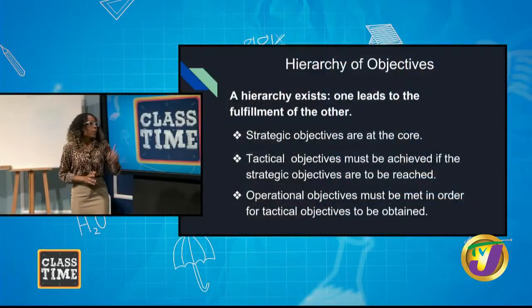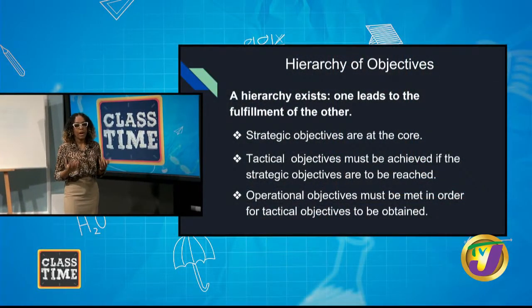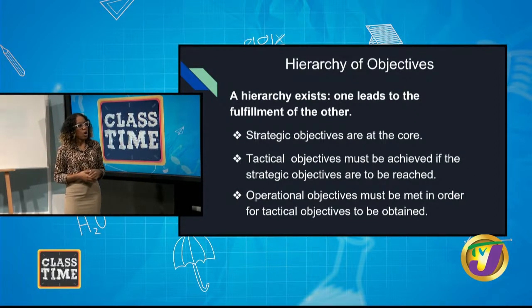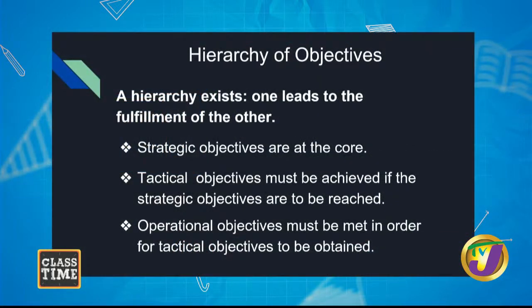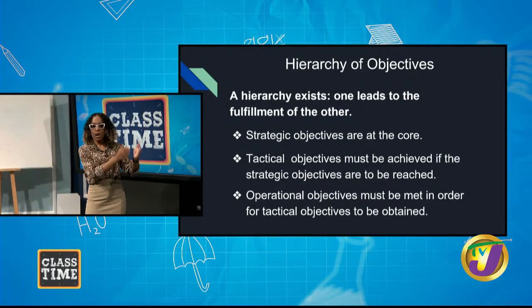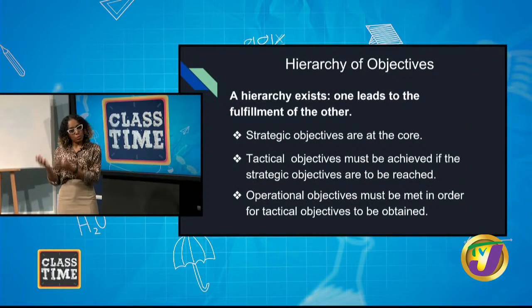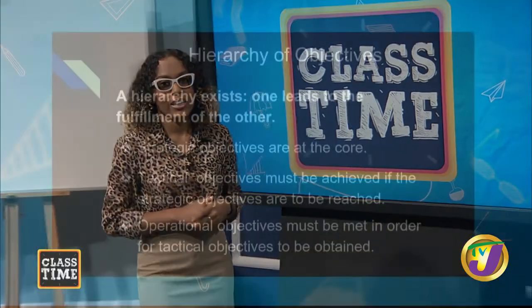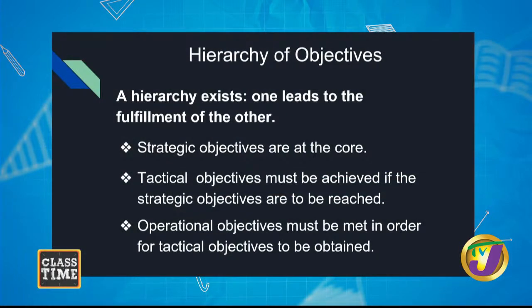All right. We're going to be looking now at the hierarchy of objectives. A hierarchy exists. One leads to the fulfillment of the other. All right, let us look at it. When you hear the word hierarchy, what comes to mind? I'm listening. Very good. We're looking at levels, right? So we're moving from one level to the other. So in order for us to reach B, we must go through A. Awesome. Very good. So we're going to be looking at the different hierarchies of objectives.